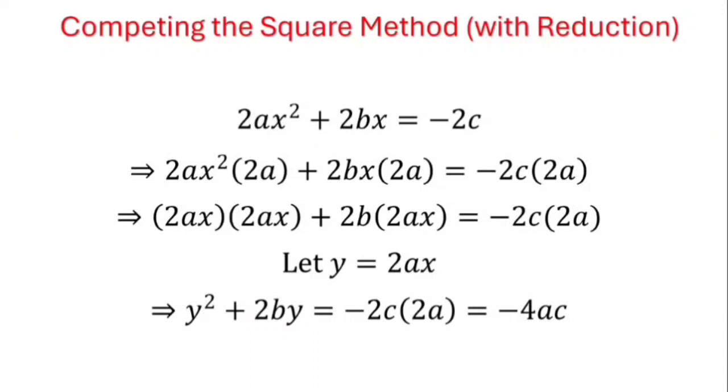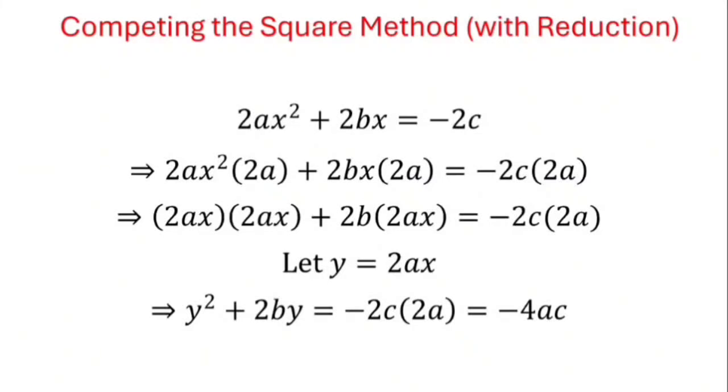Now, if you look at that compared to what we started with at the top of the screen, you notice that what we've actually done, apart from changing the letter from x to y, is you've basically multiplied the constant term by the coefficient of x squared and then removed that coefficient.